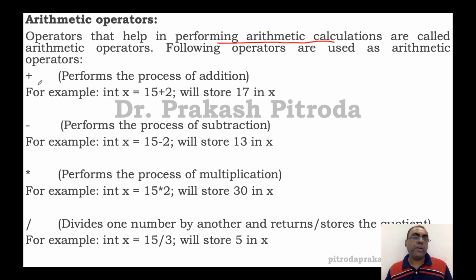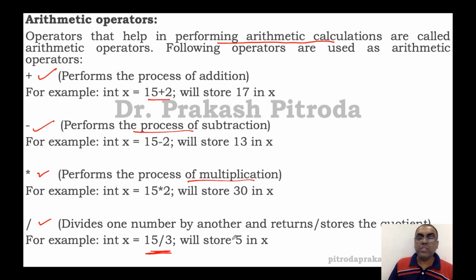We know some of the operators. Plus is to perform addition, minus is to perform subtraction, the asterisk sign is to perform multiplication, and division. Now, it is very important that we understand that division divides one number by another number. You will see the quotient part will be returned to us. So when I divide 15 by, say, 3, 3 5s are 15.